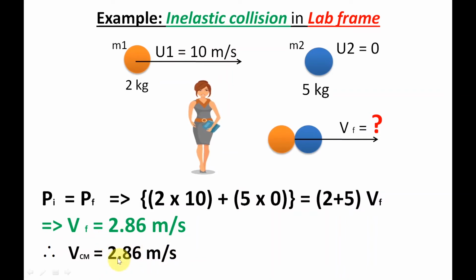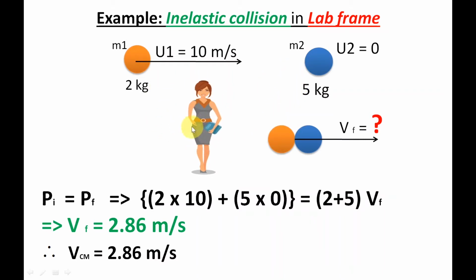So what we actually get, we already found out two parameters: the velocity of the center of mass according to this lady's observation, that is the laboratory frame's observer, is 2.86 meters per second. Now we have the velocity of the mass m1 is 10 meters per second. This mass is stationary. The final velocity of the two particles after collision, all these parameters that we have at this point are for the laboratory frame's observer.